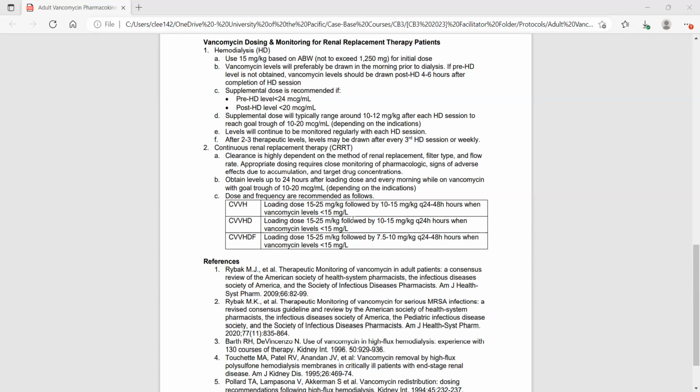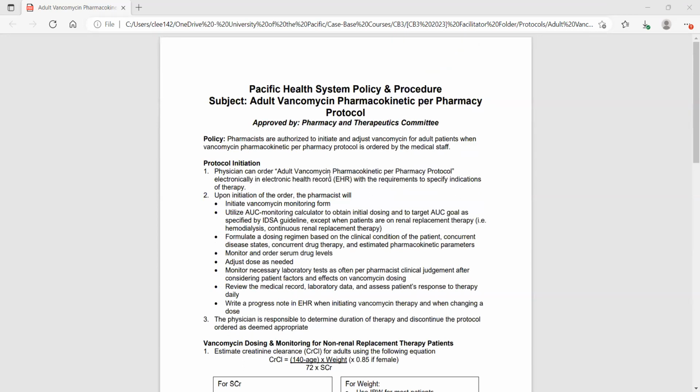So a lot of times we do the renal replacement therapy dosing as if we are dosing somebody who still has some renal function left, like either CKD or normal renal function, because the CRRT is functioning as a kidney for the patient, an external kidney, essentially. So those are how you follow the vancomycin protocol and use the vancomycin AUC calculator that is attached to the protocol.